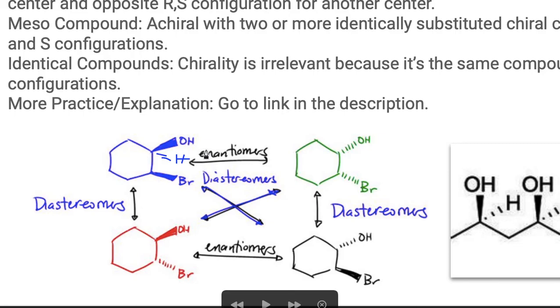I'm only gonna do one, but I'm gonna write the answers for the other ones and you can check them. Or you could just take a minute right now, pause this video, and try to figure out the configuration of this chiral center and this chiral center, and check it with what I'm gonna write right now in like 5 seconds.